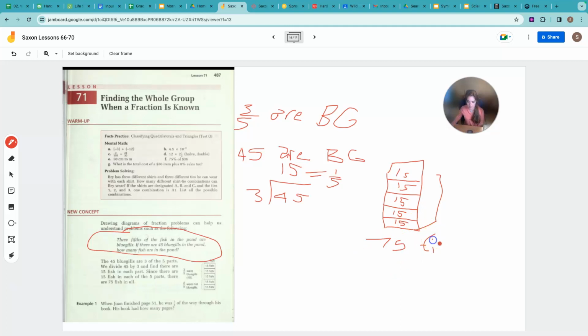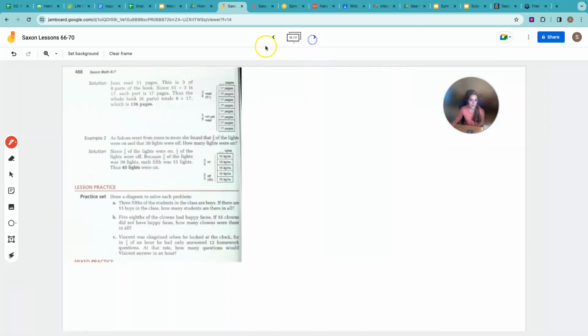So again, to recap, look at the fraction. Look at the number they give you in the problem. So if there's 45 bluegills is equal to 3/5, then we know we can divide 45 by 3 to figure out what 1/5 is, and then go from there. Okay.